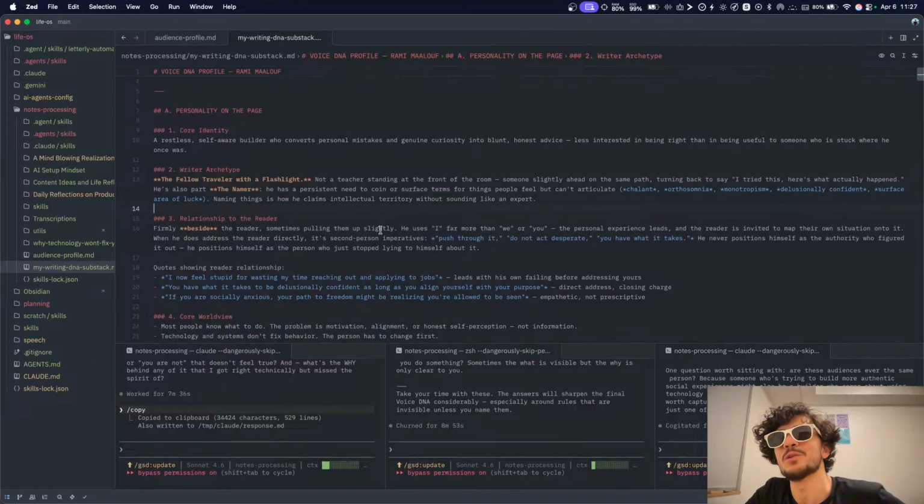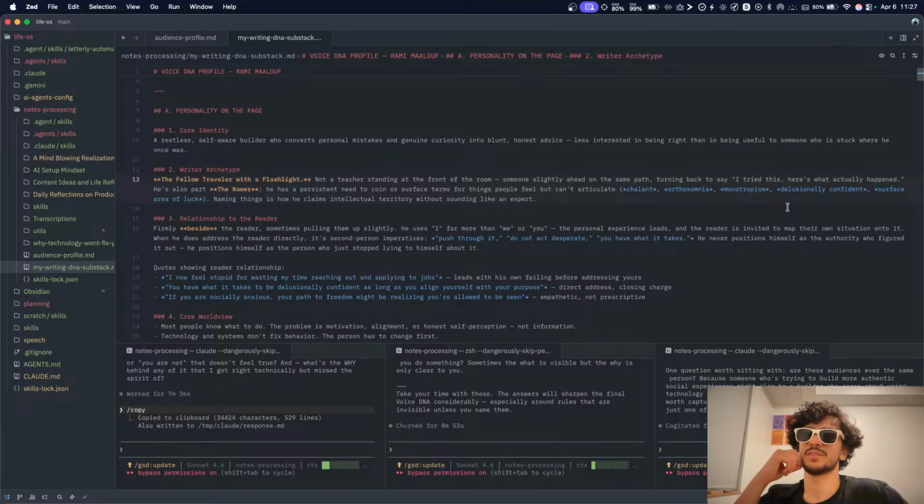Writer archetype, the fellow traveler with a flashlight. Not a teacher standing at the front of the room, someone slightly ahead on the same path. Oh, someone slightly ahead on your same path, turning back to say, I tried this, here's what actually happened. He's also part the namer. He has a persistent need to coin or surface terms for things people feel but can't articulate. Well, this is a scientific term. What do you mean? These are all scientific. Chalant is, I guess, delusionally confident. Surface area of luck.